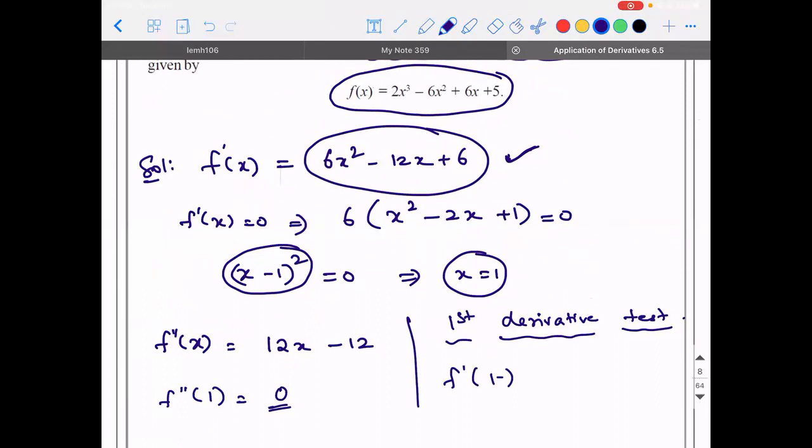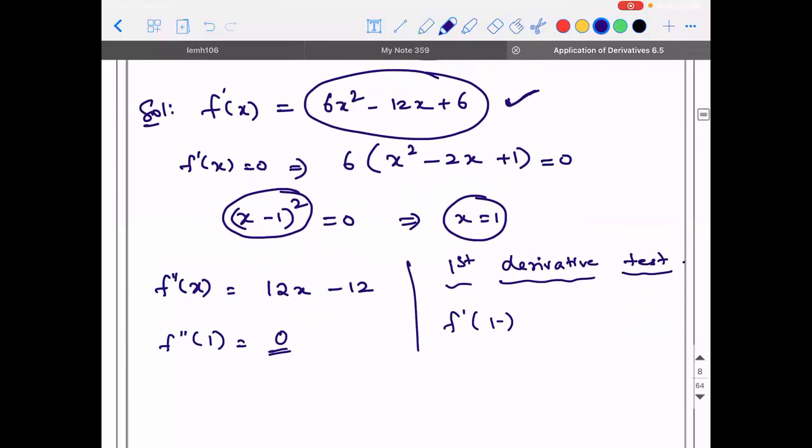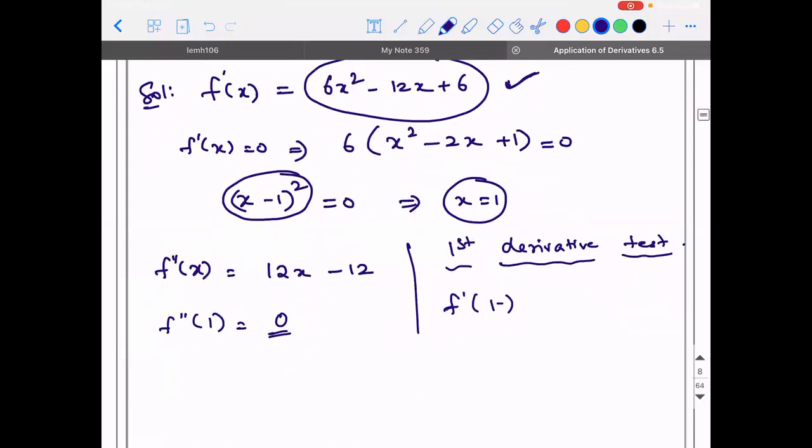Are you able to understand? Is it positive or negative? Is it coming out as positive? What value did you substitute? 0, sir. You took 0. Don't take a value slightly less than 1. Okay, if you take 0, it is going to give you positive.